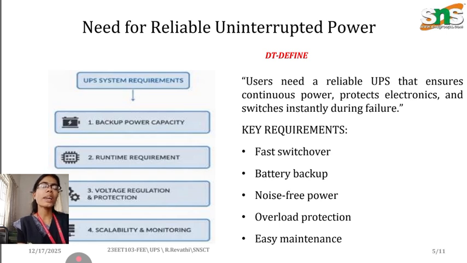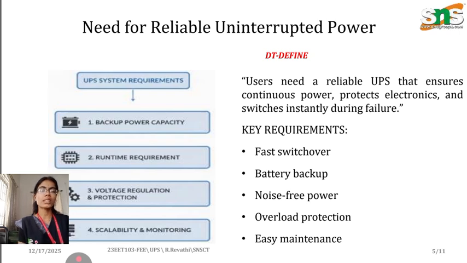Why do we need the uninterrupted power supply? It acts as a backup power source, with considerations of capacity, runtime requirement, voltage regulation and protection, scalability and monitoring. The key requirements are fast switchover, battery backup, noise free power, overload protection, and easy maintenance. Users need a reliable UPS that ensures continuous power, protects electronics and switches instantly during failures.